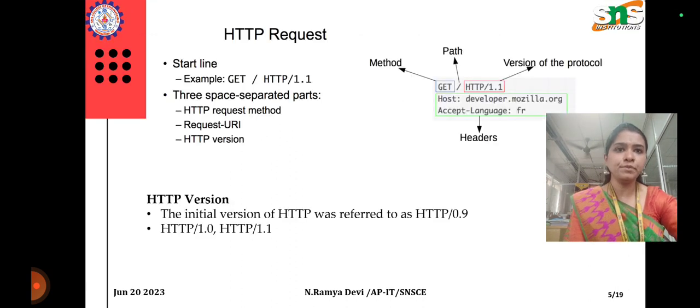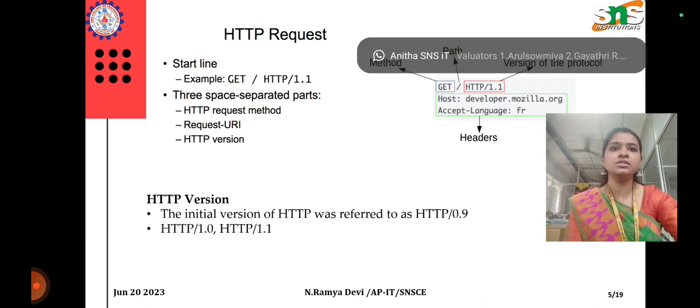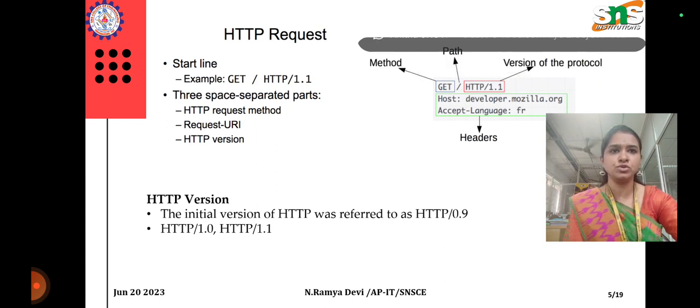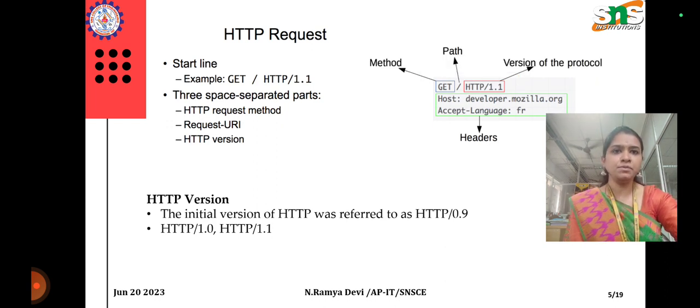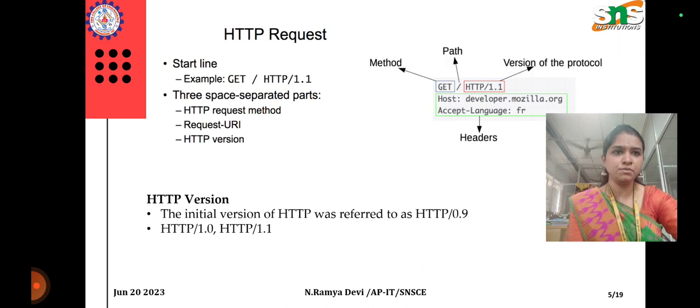So this is an example of an HTTP request. The start line tells whether the HTTP request is a GET method or a POST method. When it is a GET method, we are getting information from the server. When it is a POST method, we are posting our information to the server. And then HTTP 1.1 is the version of the HTTP request. So there are three space-separated parts: the HTTP request method, request URI, and HTTP version, and then the host contains the host or server address to which our data is going to be sent.